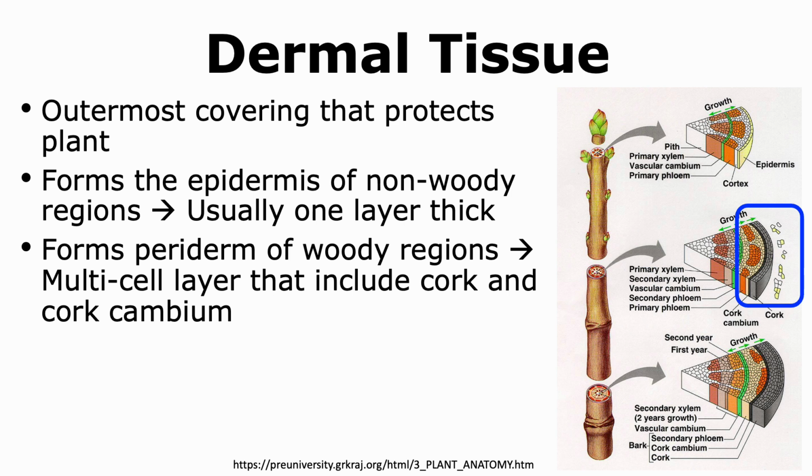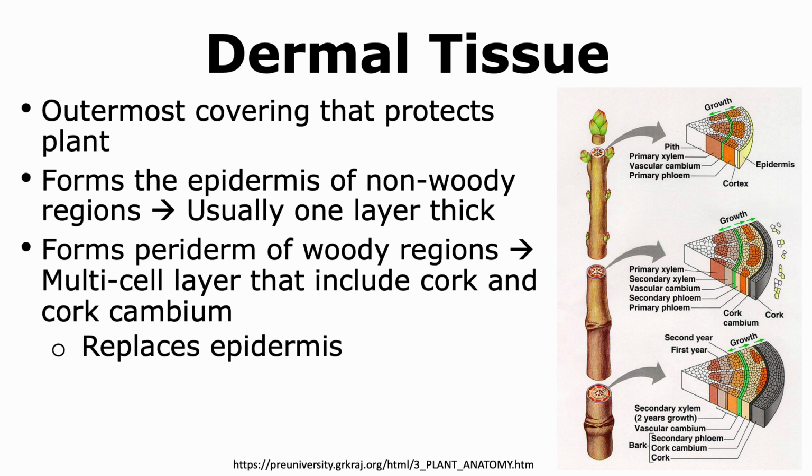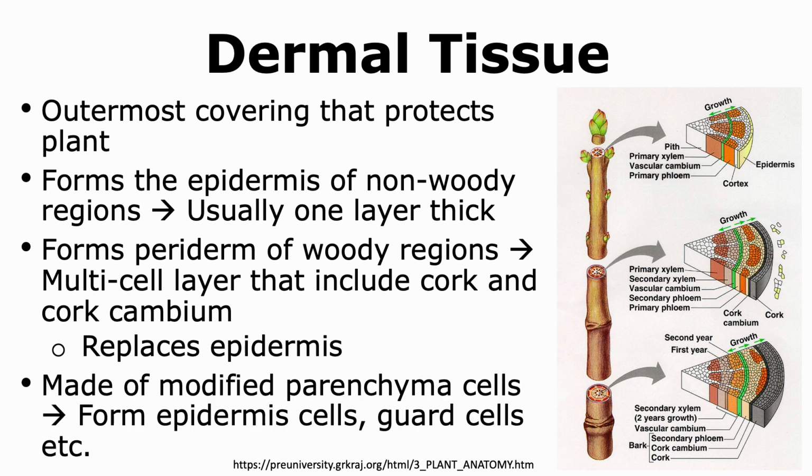This is a multi-cell layer that includes the cork and the cork cambium. The formation of the cork and cork cambium results in the replacement of the epidermis. The dermal tissue is made up of modified parenchyma cells, which form epidermis cells as well as guard cells.